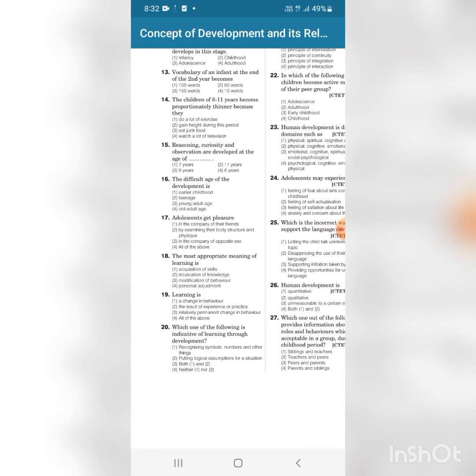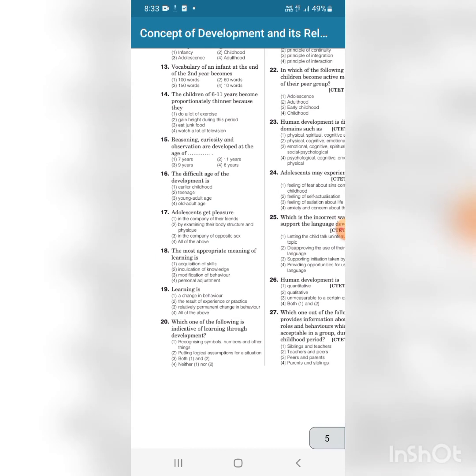Question number 18. The most appropriate meaning of learning is modification of behavior. Learning is, question number 19, all of the above: a change in behavior, the result of experience or practice, a relatively permanent change in behavior. Now, question number 20. Which one of the following is indicative of learning through development? Option number third, both first and second. Recognizing symbols, numbers, and other things, and putting logical assumption for a situation.